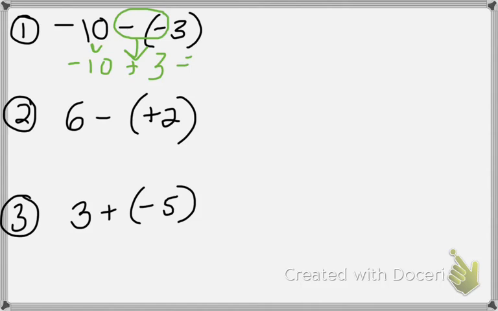Same signs add, different signs subtract. They're different. So we're going to subtract those numbers. 10 minus 3 is 7. What number's bigger, the 10 or the 3? The 10. What sign was in front of the 10? A negative. So our answer is going to be negative 7.